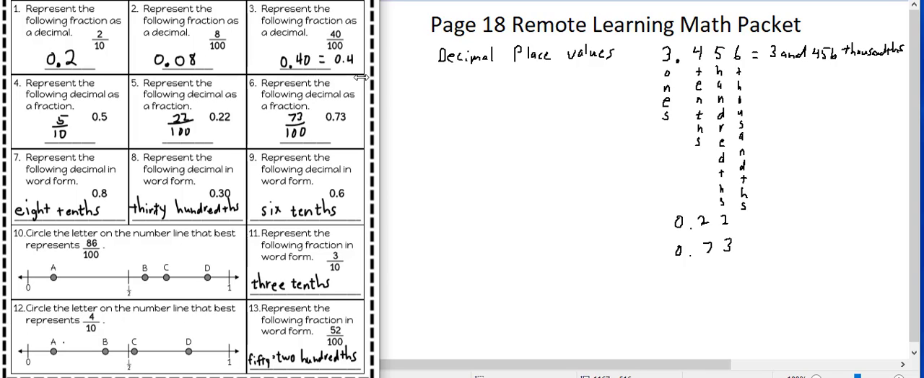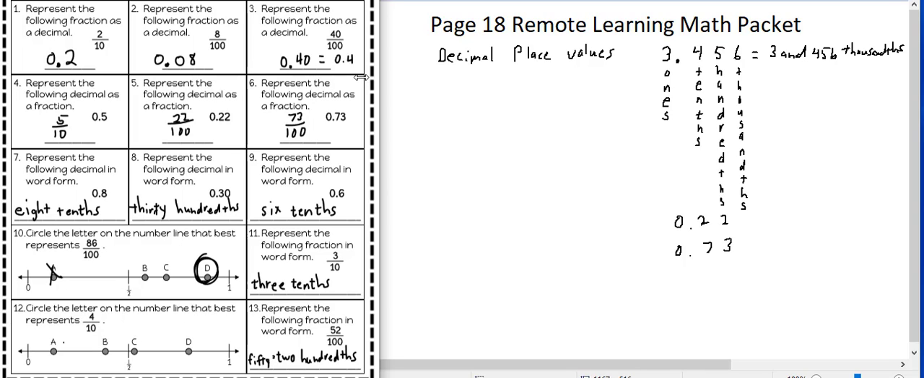This is 86 hundredths. All right, so we know that it's more than 1/2, so it can't be that one. And 86 hundredths, it's really close to 1. So we're going to go with D as the answer. All right, so now 4 tenths.